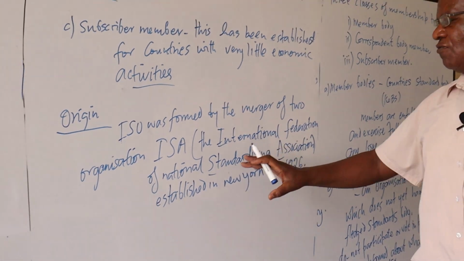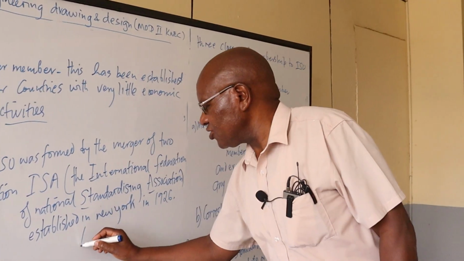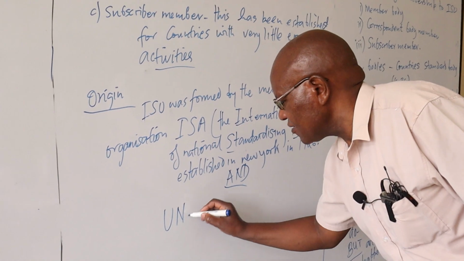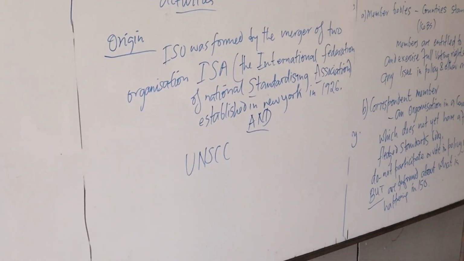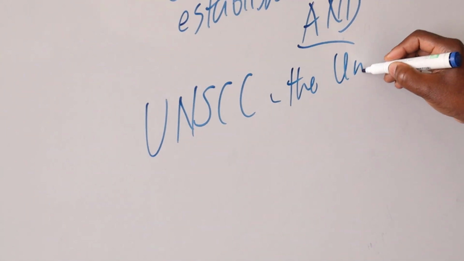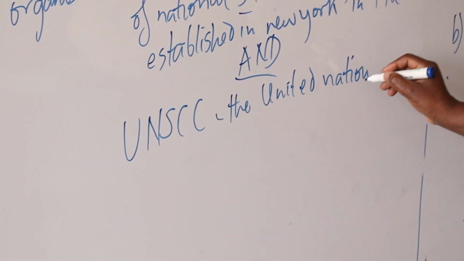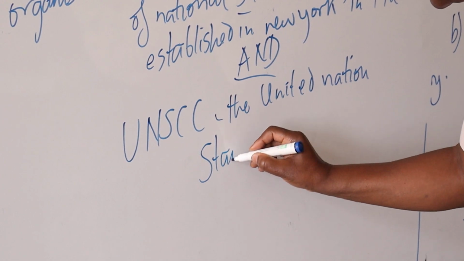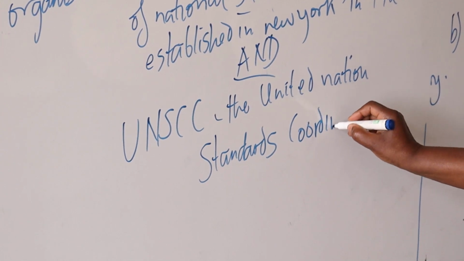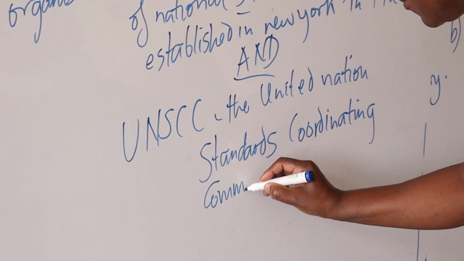More or less, the federal states of the US, each was having its own, so they decided to come together and have an international body to cater for all those states. And the other organization is UNSCC, which is the United Nations Standards Coordinating Committee.